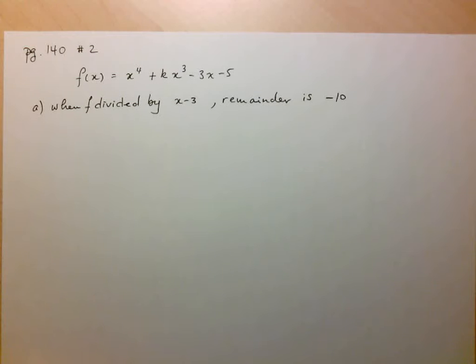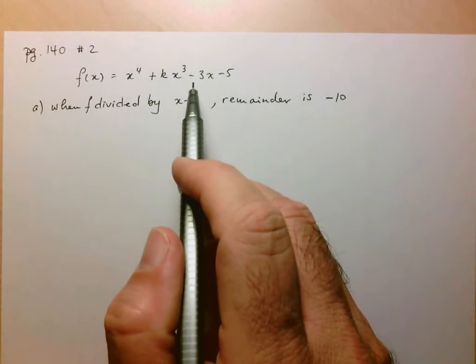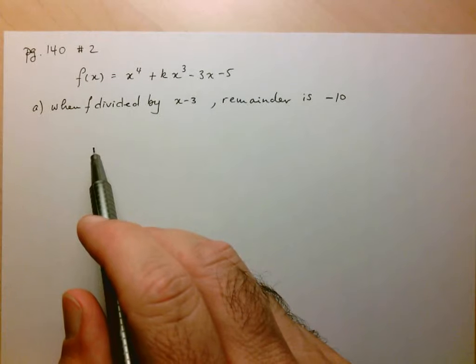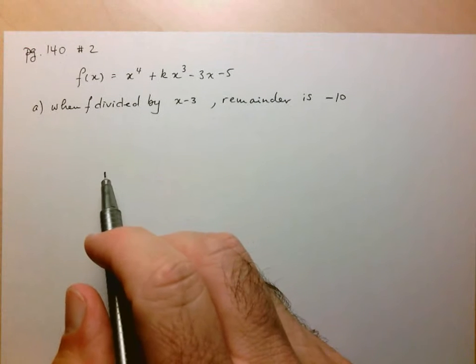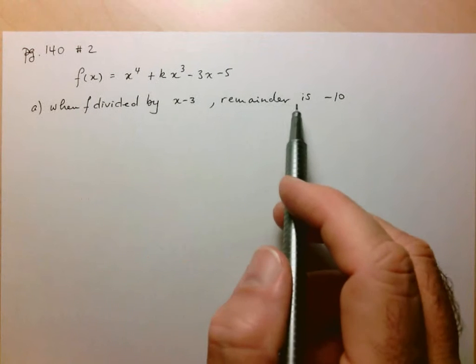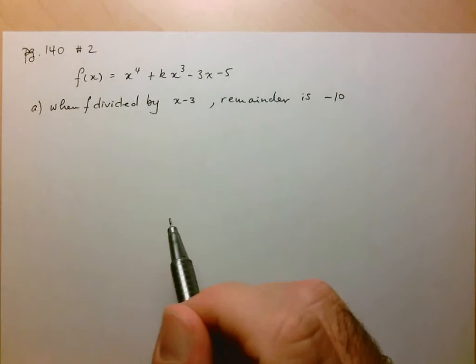Hi folks, we're going to take a look at the solution to page 140, number 2 from the unit assignment. They give us this function f of x, except we notice that one of the coefficients is unknown, so that's our k. And they tell us that when f is divided by x minus 3, the remainder is negative 10. And they want us to find what k is.